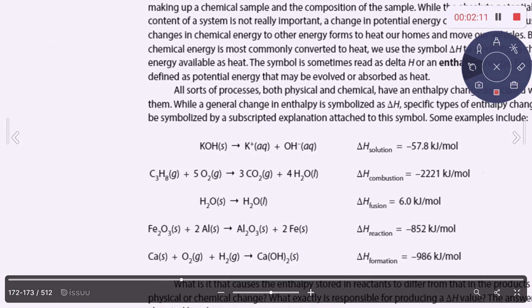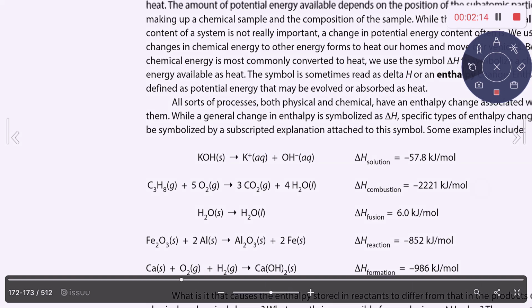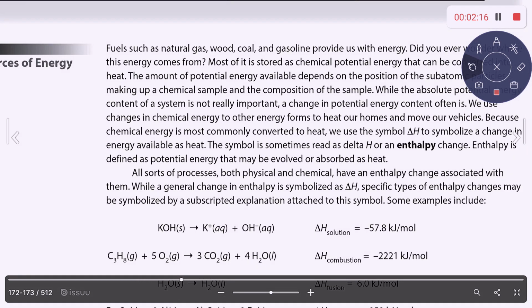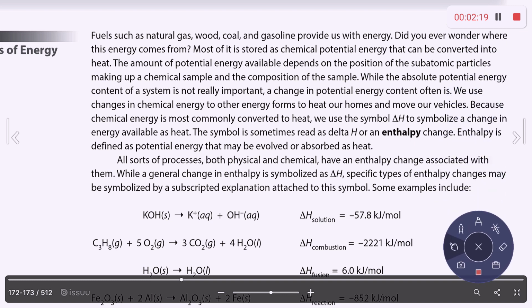So let's come down here. Went too far. There we go. So there are a lot of different fuels that provide us with energy. There's natural gas, wood, coal, and gasoline. And where does energy come from? Most of the energy is stored as chemical potential energy. So it's likely stored in bonds, and we convert that into heat. And the amount of potential energy that's available really depends upon the positions of the different subatomic particles relative to each other, and what the chemical sample is made of, like what different atoms it has, and things like that.